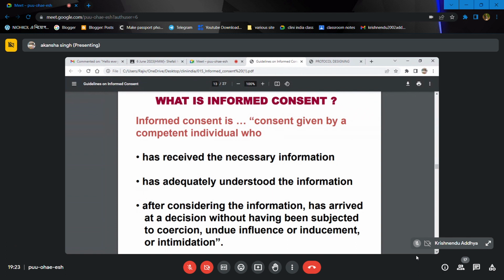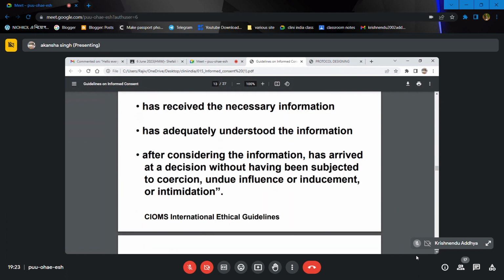After providing everything, they should have understood the information, and now they can arrive at their decision. So there should be no forceful act, the coercion we say, or undue influence or inducement or intimidation. No such thing should be there, like you are forcing the subject for the trial, or you are giving some alluring something on those terms. Okay, understood? Yes or no? Yes, ma'am. Okay.